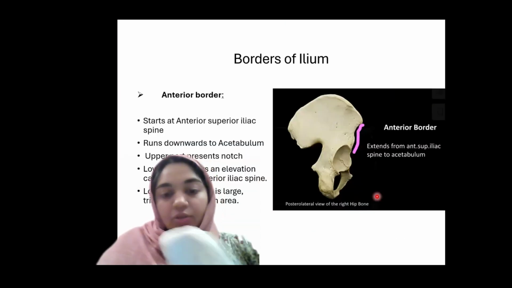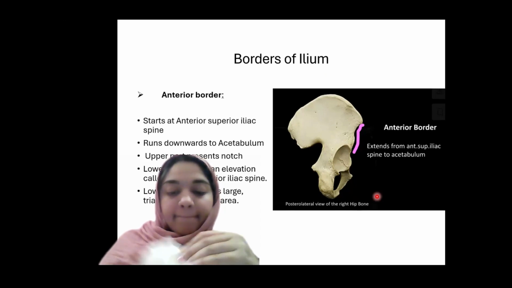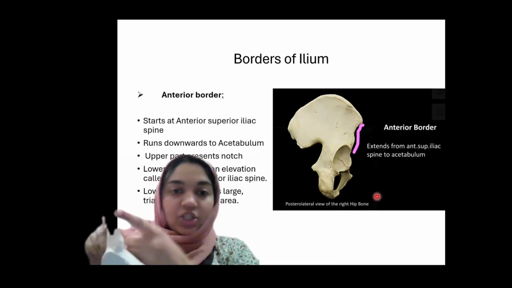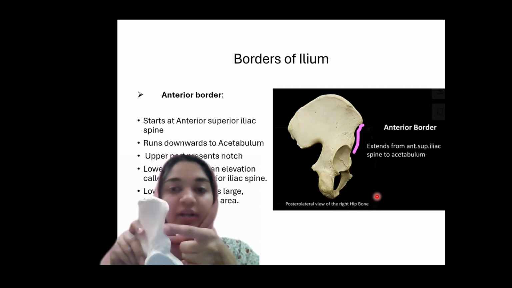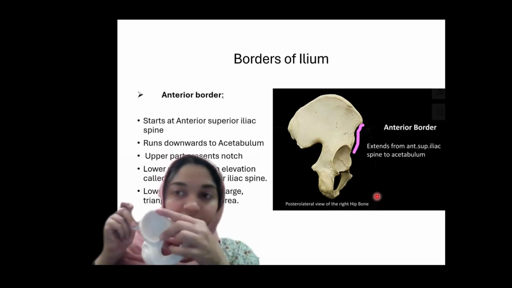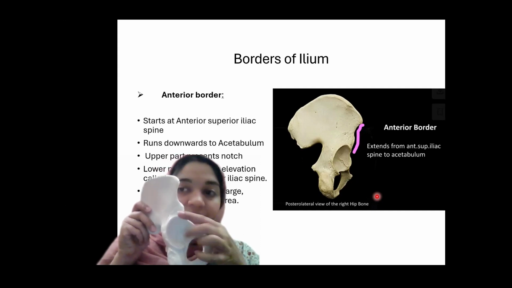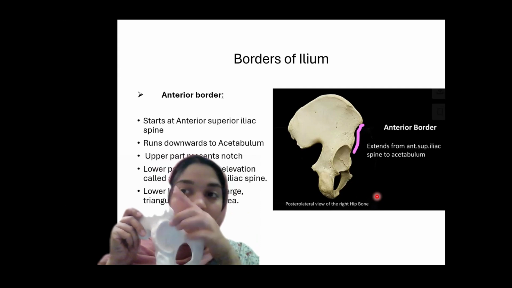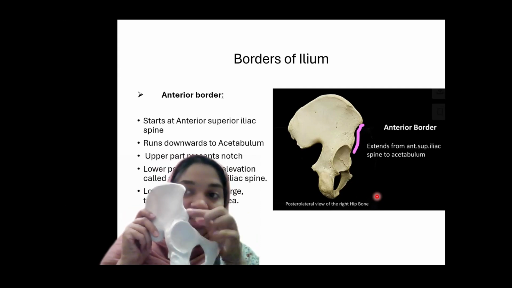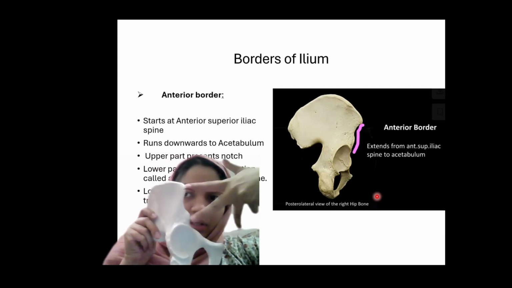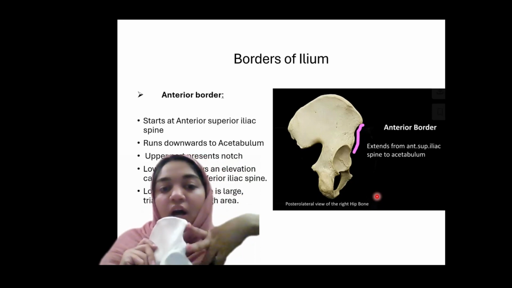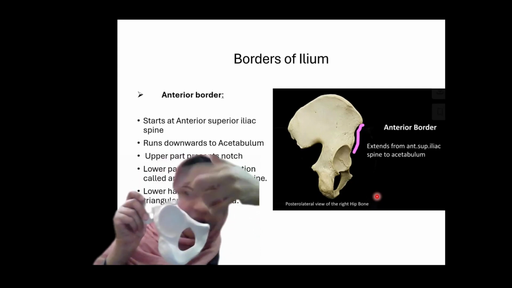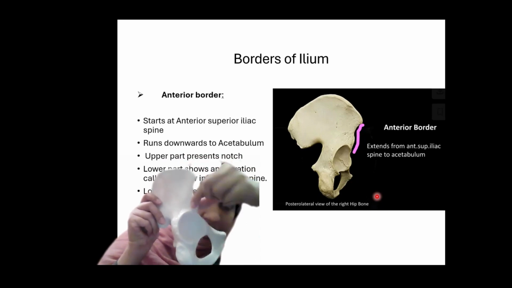Should I show it to you here? This is the rough area. So basically the anterior border starts at the ASIS, running downwards toward the acetabulum. The upper part represents a notch, and the lower part represents an elevation called the anterior inferior iliac spine. So there's an anterior superior iliac spine and an anterior inferior iliac spine. You can see these two. This is the anterior superior iliac spine and this is the anterior inferior iliac spine. And the lower half of the spine is a large, triangular, and rough area.